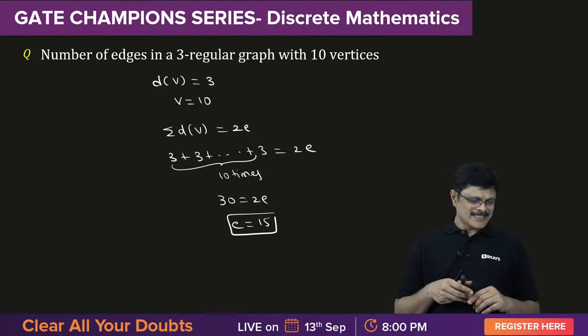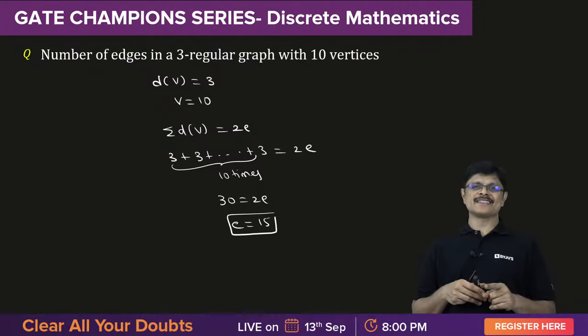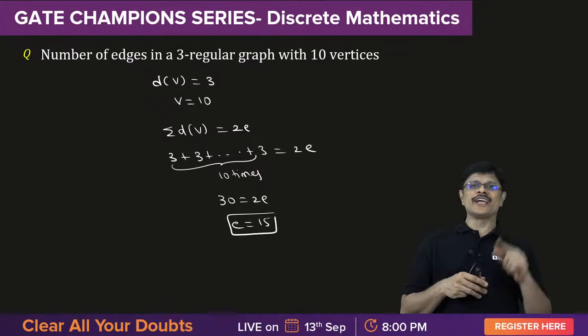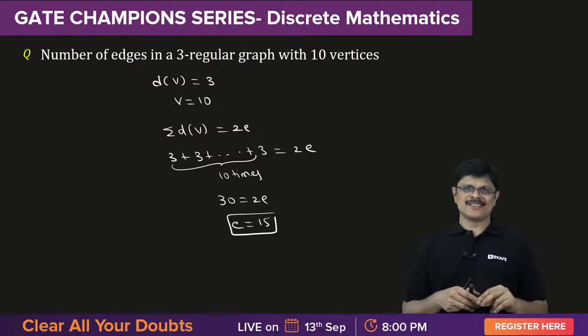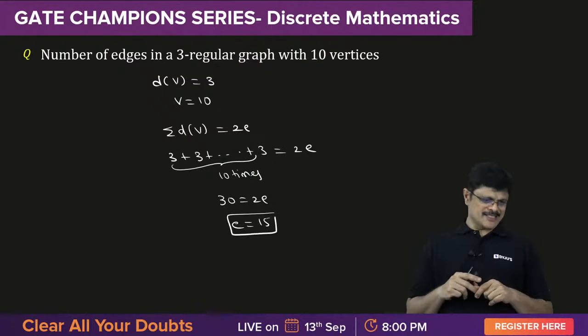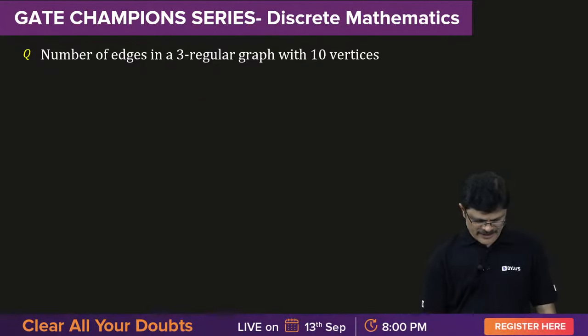Yes. The sum of degrees must be even, or the number of odd degree vertices in any graph must be even. There should be an even number of odd degree vertices. So we cannot have degree 3 for 9 vertices. We cannot have degree 3 for an odd number of vertices. Very good, Anand Mohan. Very, very good.